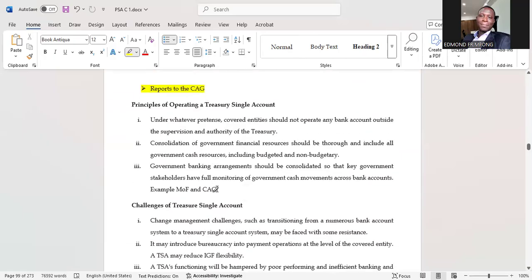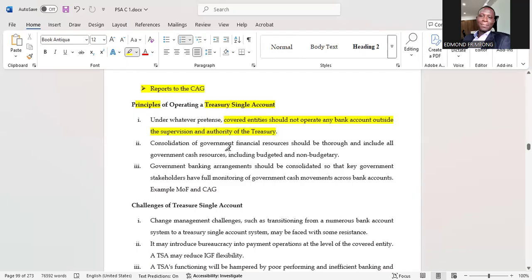Now, what are the principles of operating a Treasury Single Account? Here, under whatever circumstance, all state or covered entities should not operate any bank account outside the supervision and authority of the Treasury. Yes. So, if you are the DCE or the minister of whatever ministry, you can't just on your own go and open an account somewhere and be asking people to be paying money to that account. All right.